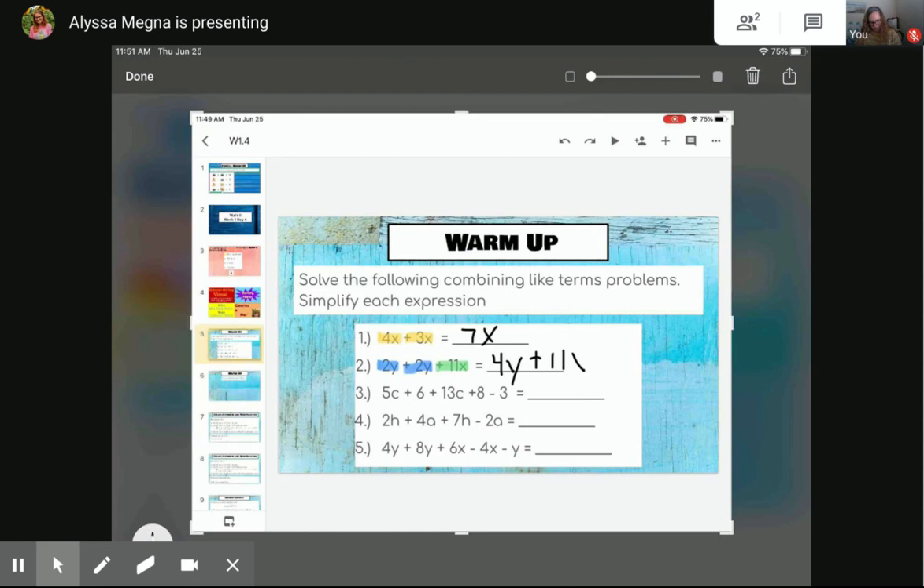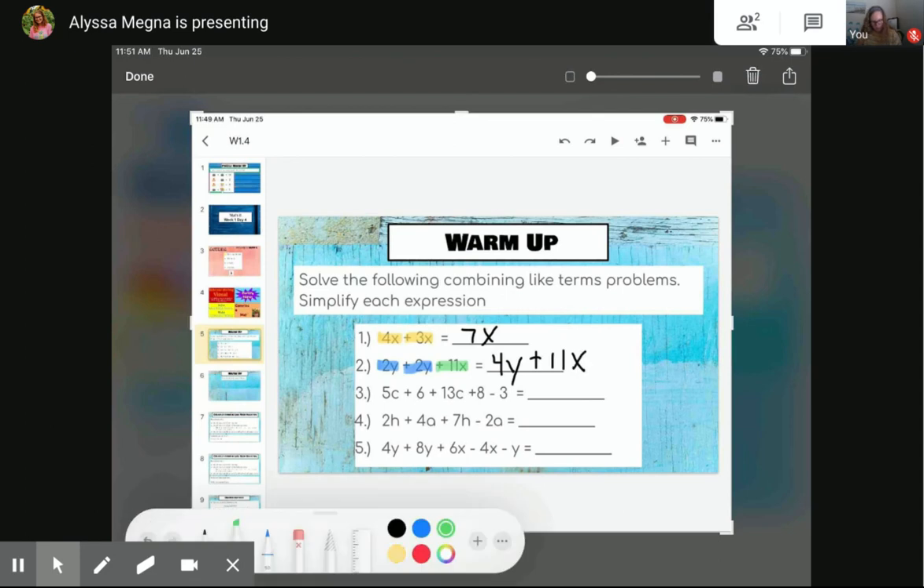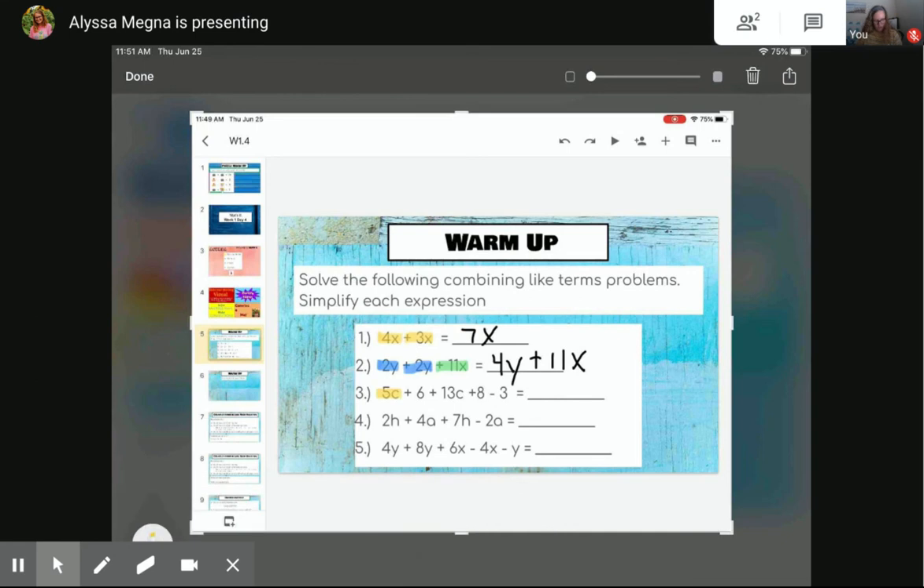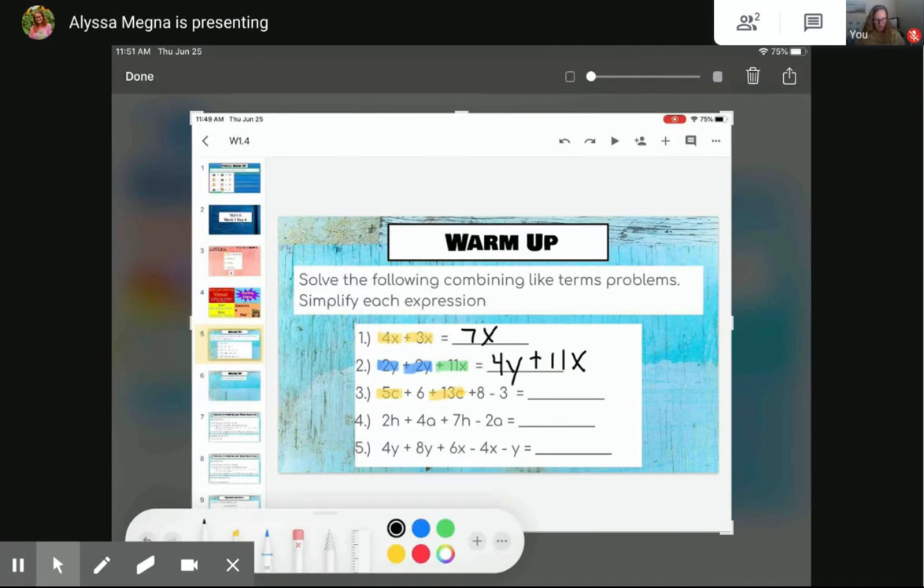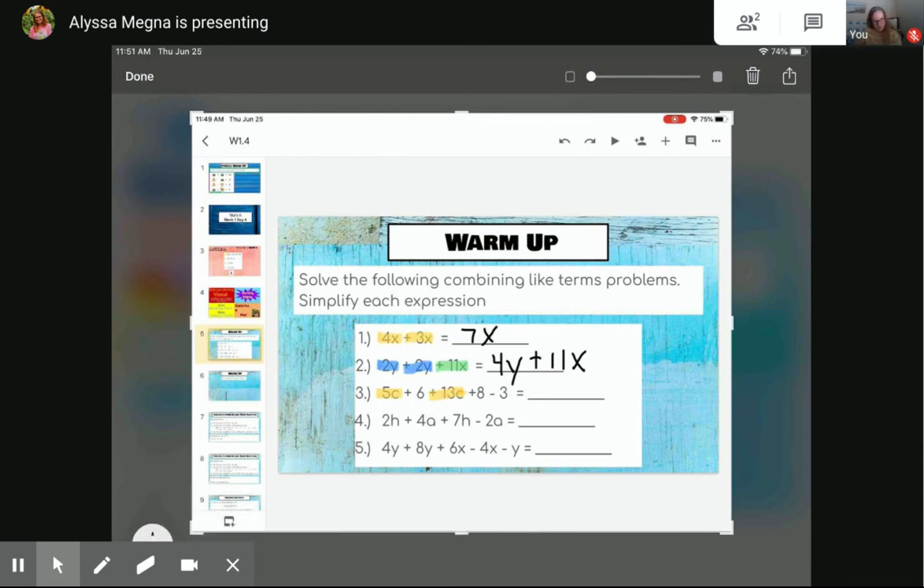All right, next we have 5c plus 6 plus 13c plus 8 minus 3. Wow, that's a lot of numbers, but we can work on this one part at a time. I'm going to start as always with the first term in my equation. I have 5c. Now I'm going to look through my equation and see are there any other variables that are c. And I see one here, 13c. So I'm going to highlight the 13c plus the sign in front of it. That tells me that the 13c is a positive 13c. So I have 5c plus 13c. If I add 5 plus 13, I get 18c.